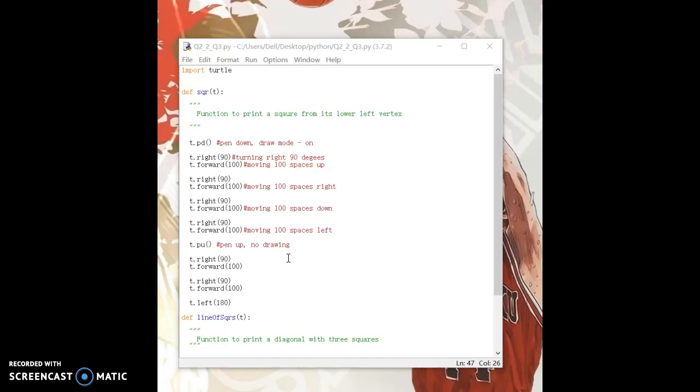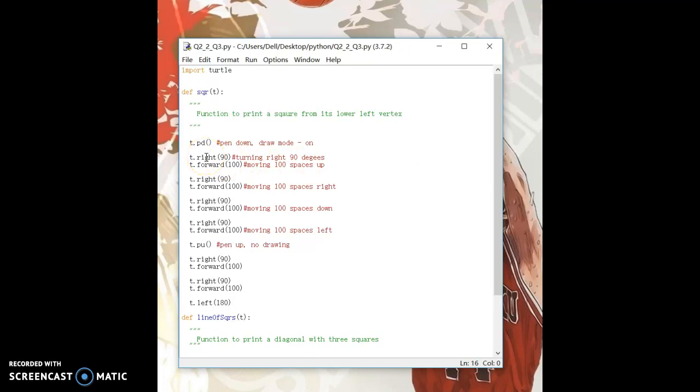And recall that t.pu picks up the pen for turtle t and that t.pd puts the pen down for the turtle t. So first we need to define the first function, which is the function to print the square from this lower left vertex. So it's right here.